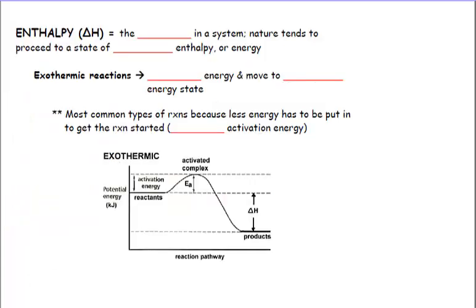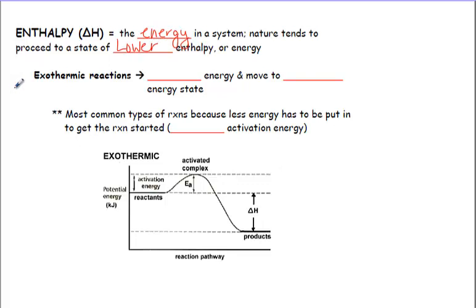All right, and finally, enthalpy. Now, we'll go over the previous examples in class. I want to check to see if you understand entropy. So enthalpy is delta H. We've already discussed this in a previous unit. It's the energy in a system. Nature tends to proceed to a state of lower enthalpy or lower energy.